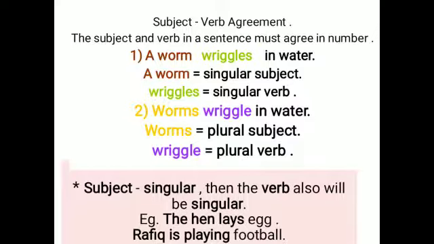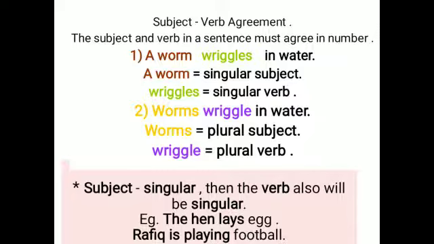Now the next topic of the chapter is subject verb agreement. So there should be agreement of subject and verb in a sentence. The subject and the verb in a sentence must agree in number. Both should agree. Example, a worm wriggles in water. So here a worm is a singular subject and wriggles is a singular verb. Now in the next sentence, worms wriggle in water. So here so many worms are there. So it is a plural subject and wriggle is a plural verb.